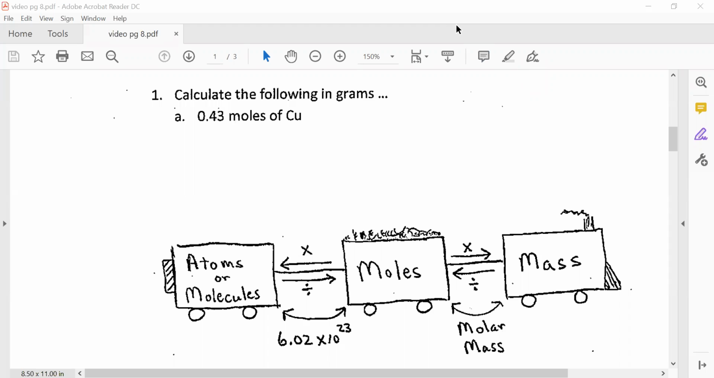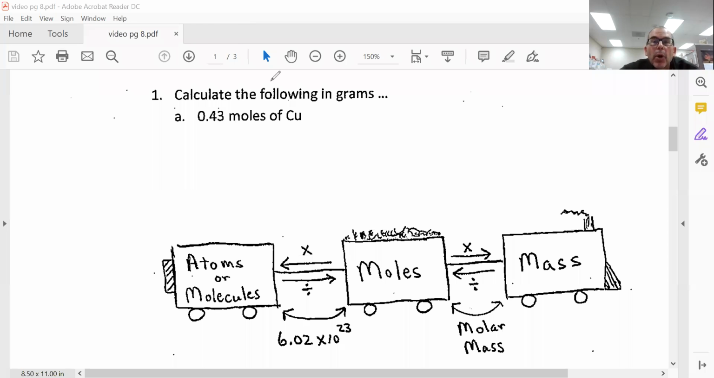All aboard, we are going to ride the mole train as we solve these problems. This is from page 8. I'm doing a couple of example problems from your homework packet. The first one says calculate the following in grams, and the first problem is 0.43 moles of Cu. I'm just going to identify what I know, what I'm trying to find out, and then solve this problem.